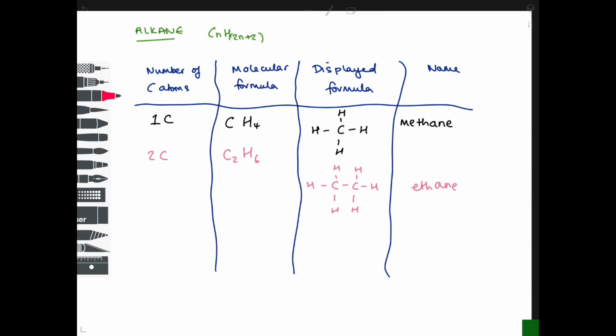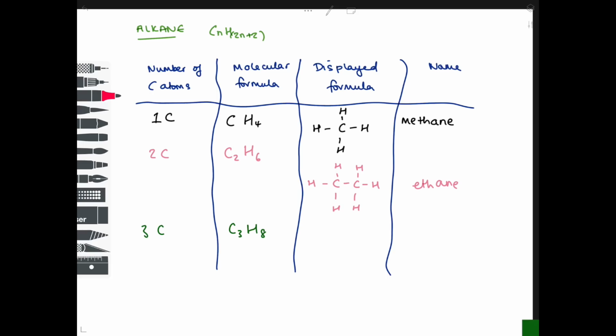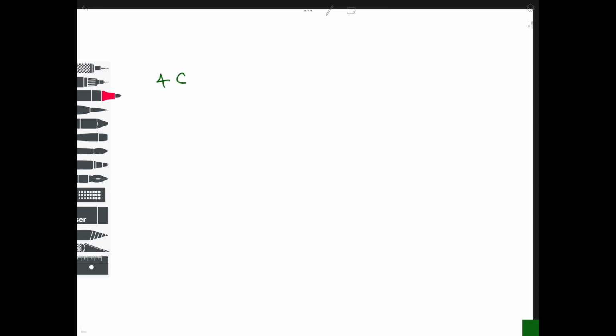The third one now, so it's C3, 2 times 3 is 6, plus 2 is 8, H8, 3 carbons in a line, ends in ane, it contains 3 carbons, so it's propane. For 4 carbons I ran out of space, so it will be C4H10, and it contains 4 carbons, which is why it's but, still an alkane, so butane.